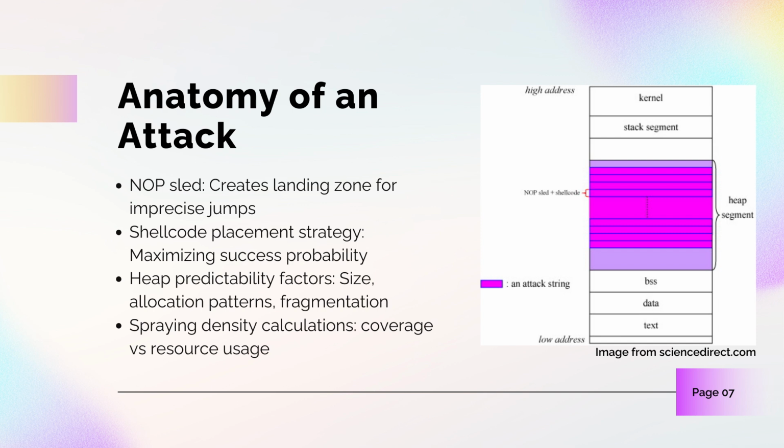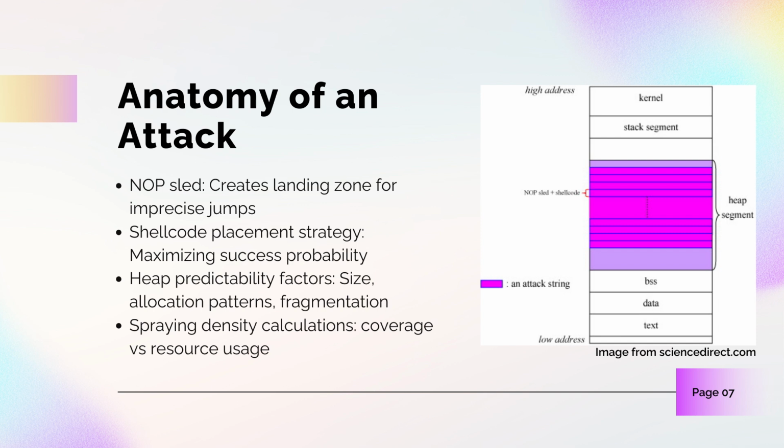The strategic placement of shellcode is equally important. Attackers must consider not only the quantity of payloads, but also how they're distributed across the heap. Since they cannot predict the exact landing address, multiple instances of shellcode, typically preceded by NOP sleds, are scattered throughout the heap to maximize chances of execution.